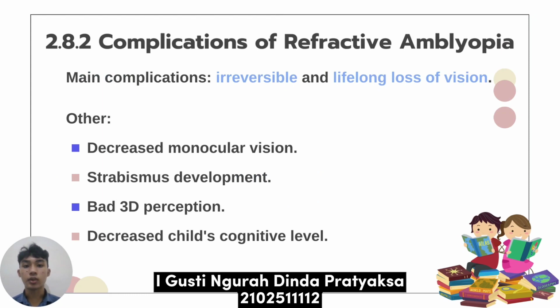So the next one is about the complications of refractive amblyopia, which the main complications are the irreversible and lifelong loss of vision. And people also can experience decreased monocular vision if someone, especially an infant or child, has been treated incorrectly, it can cause amblyopia in the healthy eye. The second one is about the development of strabismus due to these unsuitable procedures, even if there was no strabismus before the treatment. Patients with amblyopia will have worsening perceptions, and children will have difficulties in reading, which can lead to a decrease of the cognitive level. So that's all from me about the prognosis and complications of the refractive amblyopia.